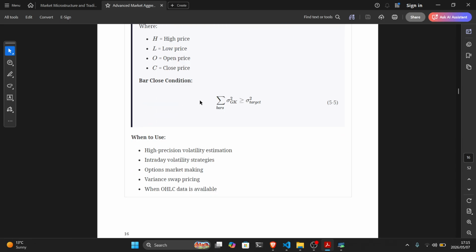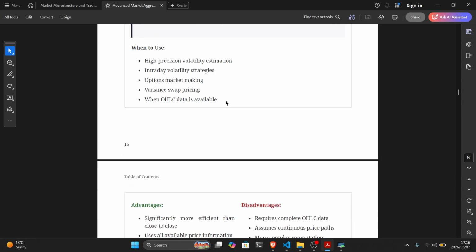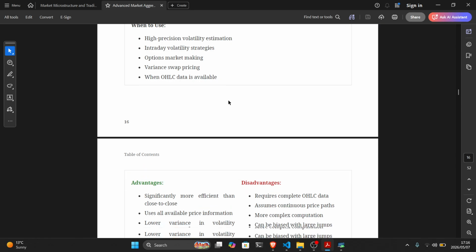Our bar close condition is the sum of sigma sub GK squared from bars up until some arbitrary value is greater than or equal to sigma sub target squared. Now, when do you use this type of aggregation? High precision volatility estimation, intraday volatility strategies, options market making, variance swap pricing when OHLC data is available.